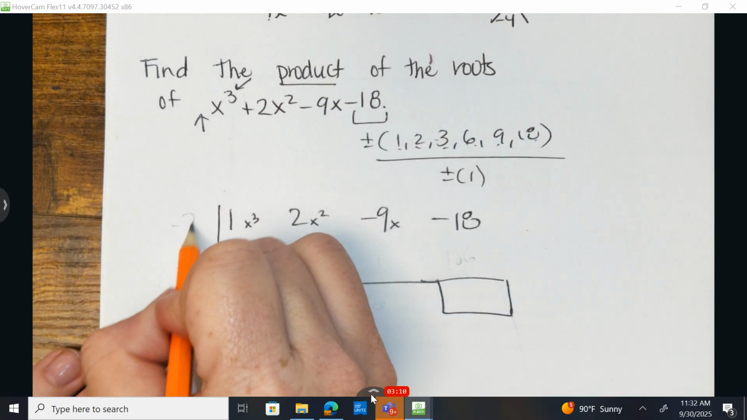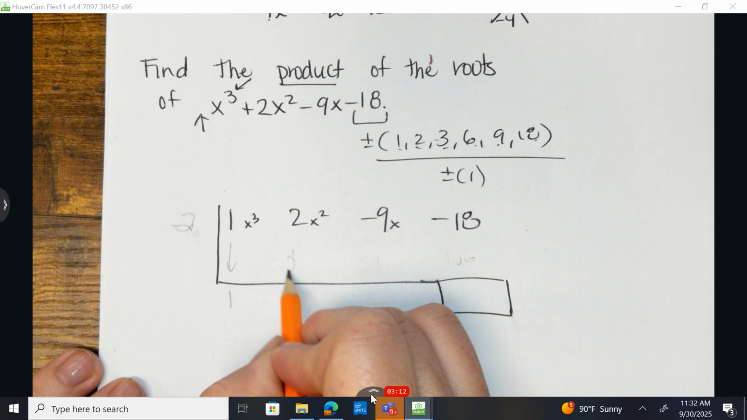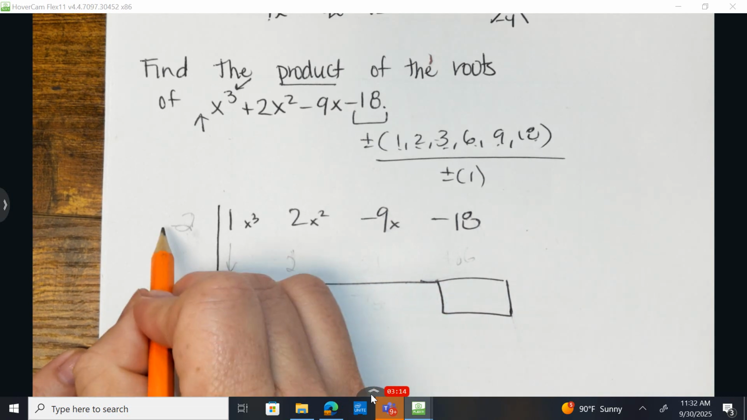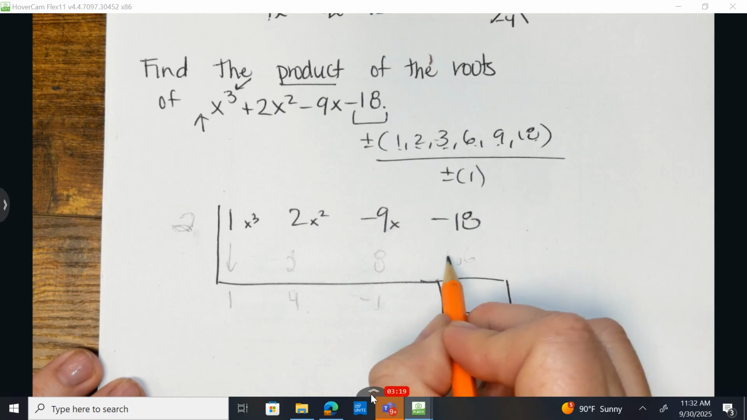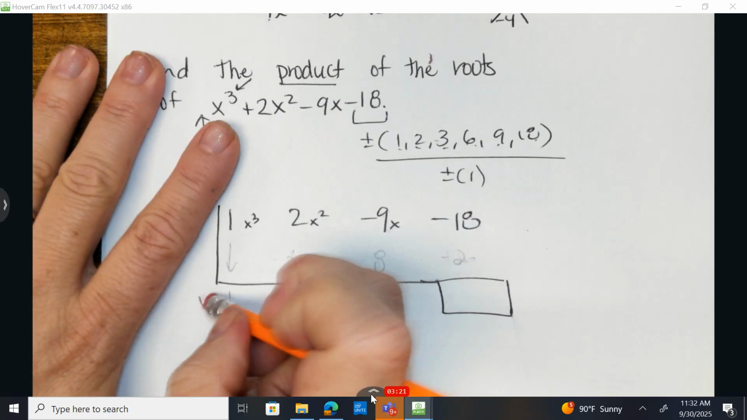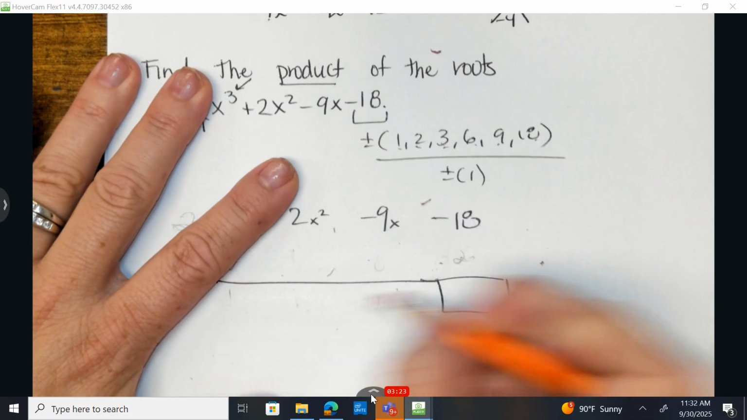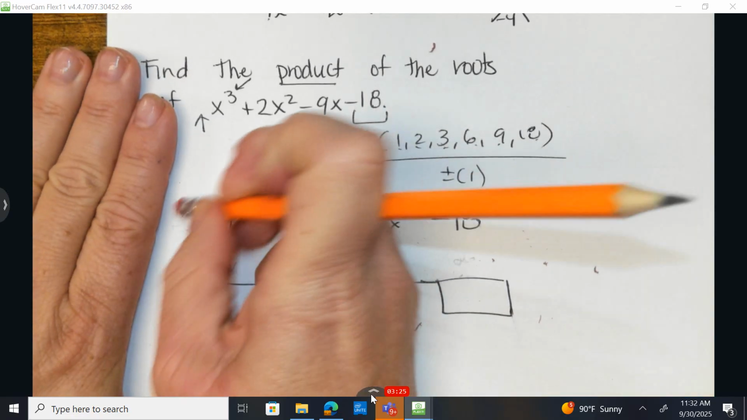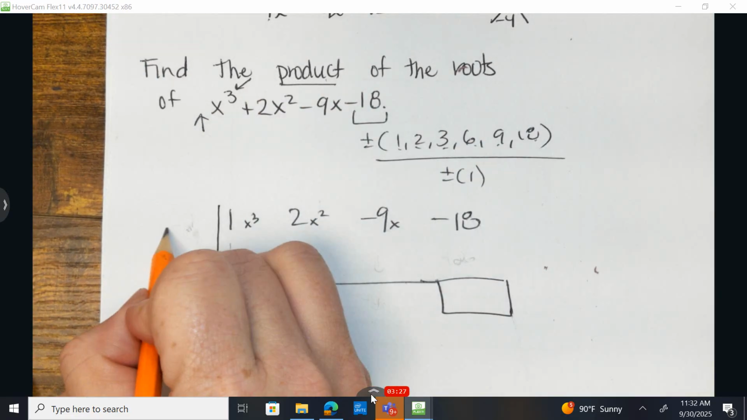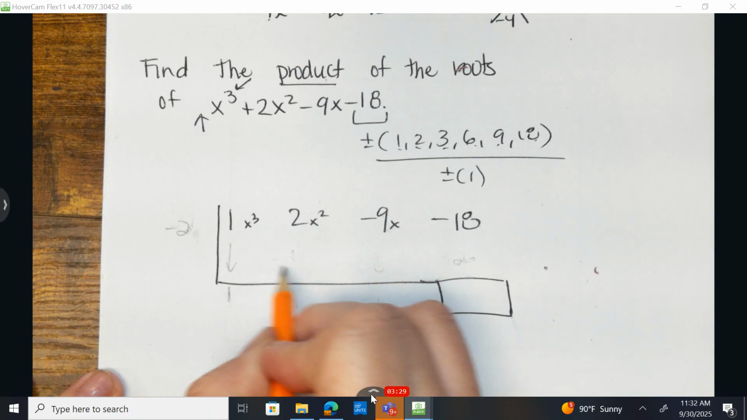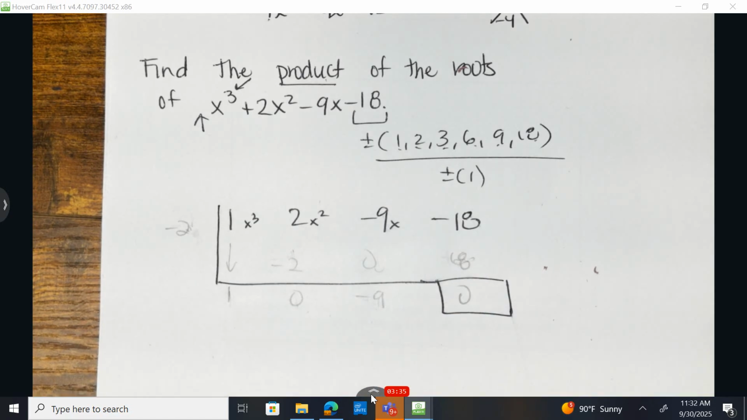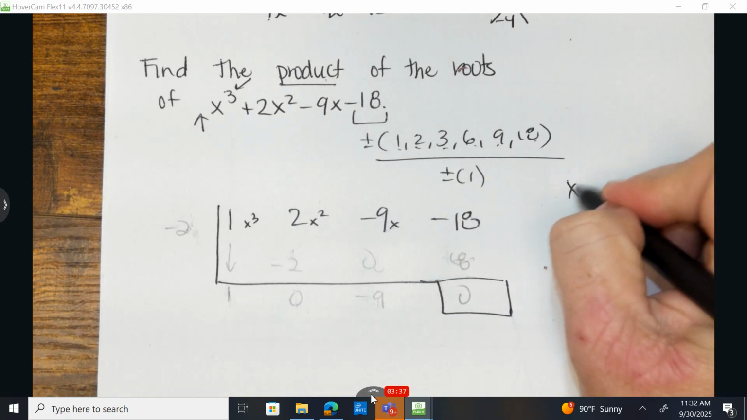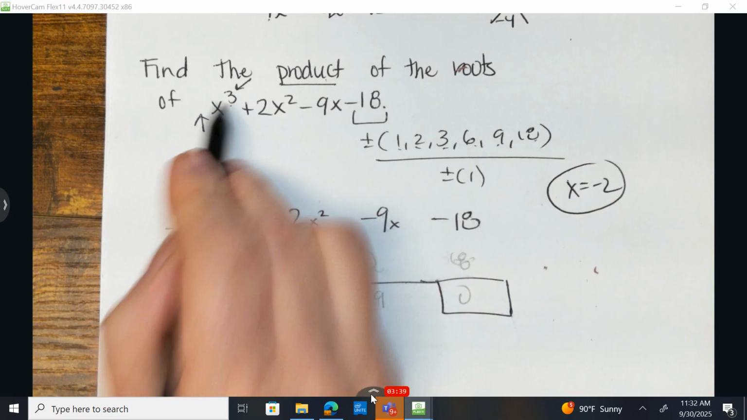Let's test 2. Dropping down, multiply and add. Remember, I'm testing just a 2. Multiply and add, multiply. That's not equaling 0. So I've tried 1, -1, 2. Next up, I'm going to try a -2. Dropping down, multiply is -2, adding down is 0. Multiplying is 0, adding down is -9, multiplying is 18, and I have one that works. So -2 is one of the 3 real roots.